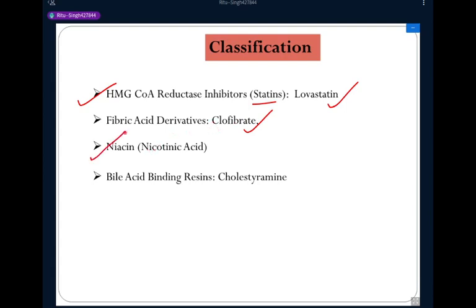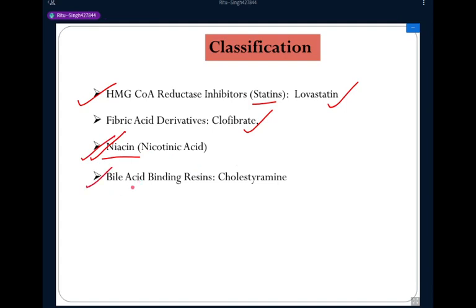The next category is niacin. Are you familiar with this term, niacin? What is niacin, or nicotinic acid? Yes, Priyanshu? Shivani? You can unmute and ask. Vitamin B3. Okay, so niacin is vitamin B3, also called nicotinic acid. So this is the niacin drug. It is also used for lowering the lipid level in the blood.